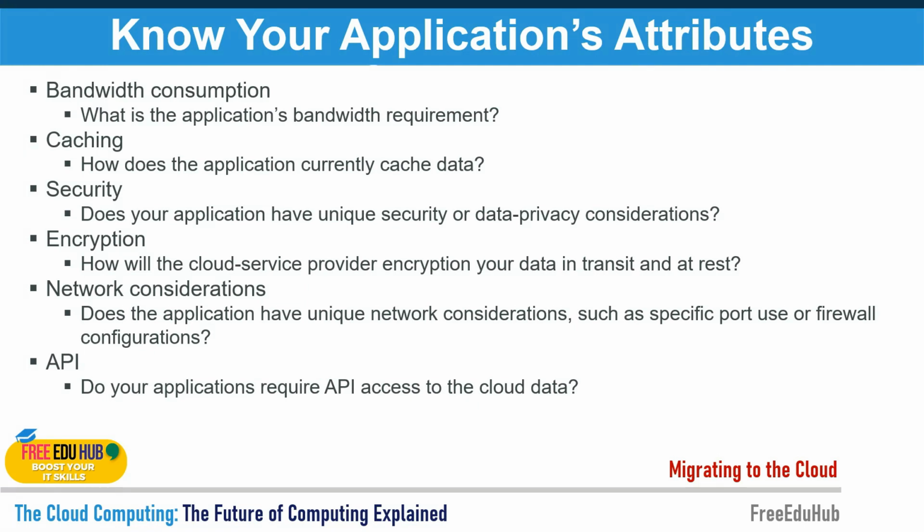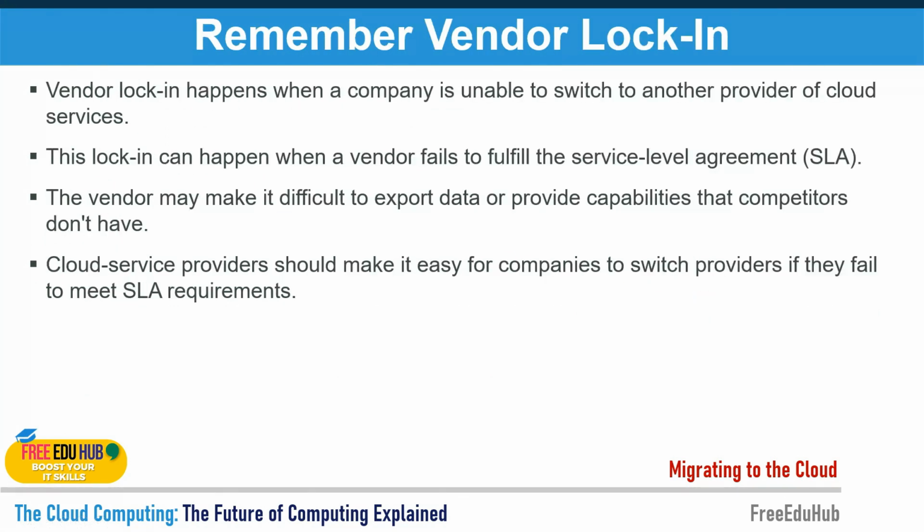Further, it should be considered what the encryption mechanism used over there is. Some of the cloud providers even give you the option to choose the kind of encryption algorithm that you want to have for your services. Network considerations: does the application have unique network considerations, such as specific port or firewall configurations, that you'll have to plan accordingly? And then API: does your application require API access to access the data in the cloud?